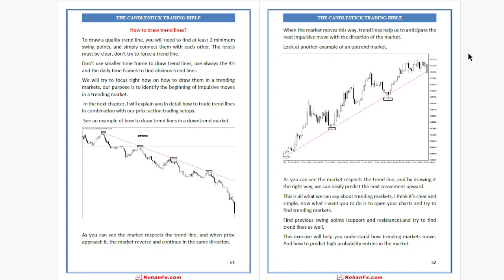Now what I want you to do is to open your chart and try to find a trending market. Find previous swing points, support and resistance, and try to find trend lines as well. This exercise will help you understand how trending markets move and how to predict high probability entries in the market.